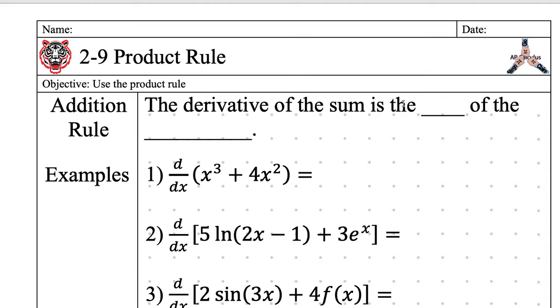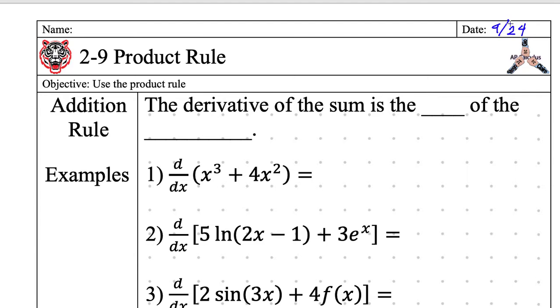Here we are today on Tuesday, September 24th. We're talking about the product rule. Make sure the date and name are written at the top, 9/24/19. What's our objective today, Stego? Use the product rule. Oh man, that's a hard objective. So you obviously need to know the product rule and then you'll use it.